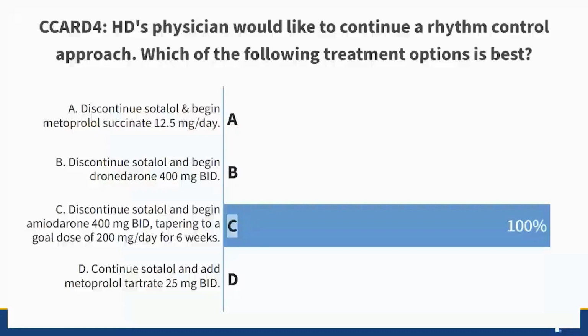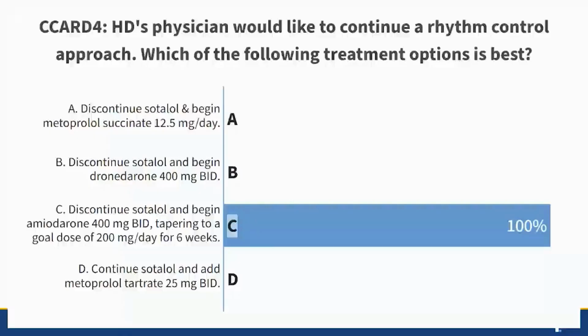Answer choice A, discontinue sotalol and begin metoprolol. Metoprolol is not necessarily an inappropriate drug in this patient, although we probably don't want to start a beta blocker where they're acutely fluid overloaded and acutely having heart failure symptoms. So that's probably not the best choice. Also, you're specifically being asked to pick a rhythm control approach, so some test psychology there. A is not the right answer.